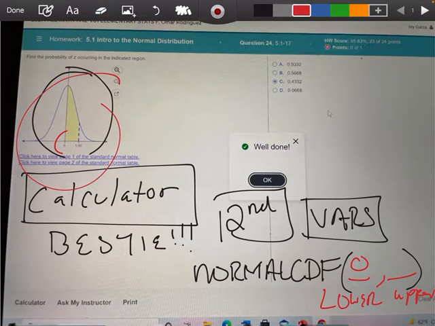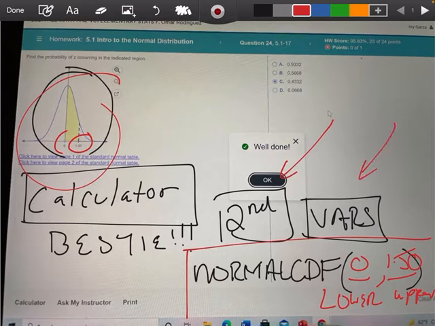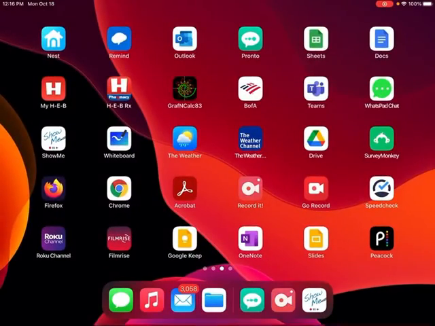The upper number I have is 1.5, okay? Or 1.50, however you want to write it. So when I'm going to do this on my calculator, this is exactly what I'm going to go. Second, VARS, normal CDF, 0, 1.5.